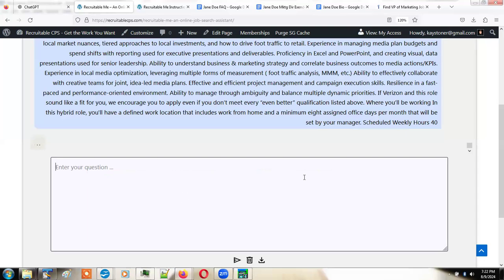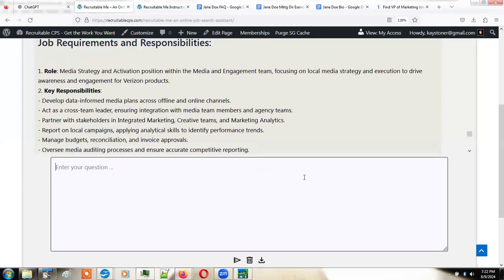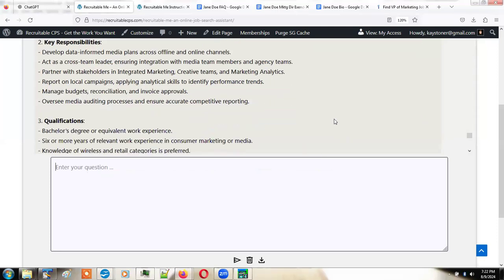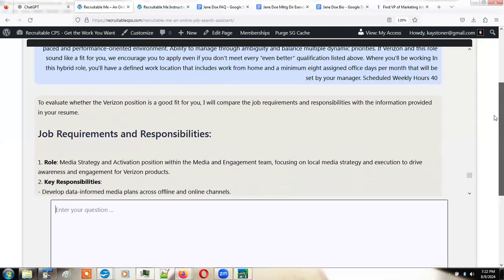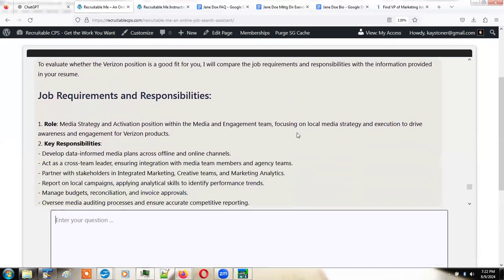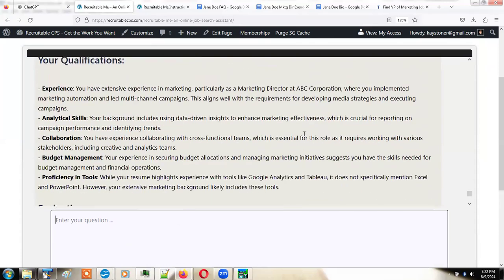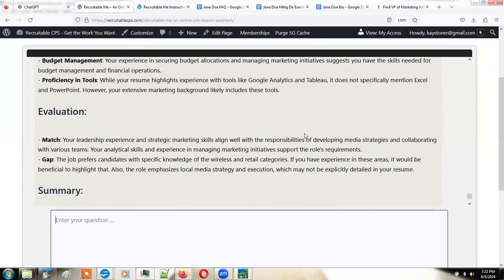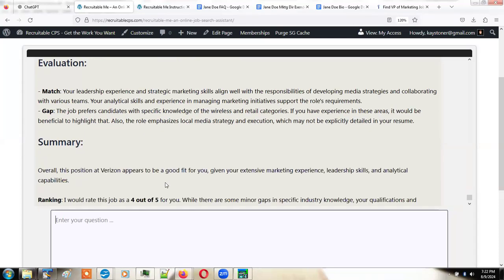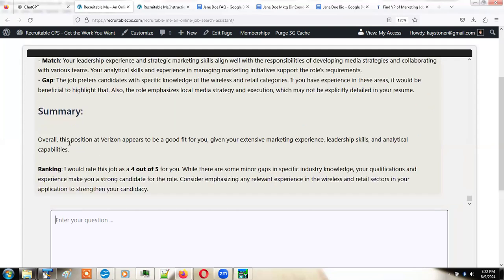And then it's going to look at everything based on the prior resume. It runs through the responsibilities and the qualifications, what your qualifications are, and it says where you're a match and where there are gaps. And overall, this position looks like a good fit, and it rates it a 4 out of 5.